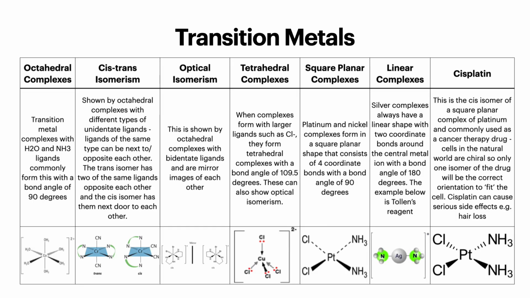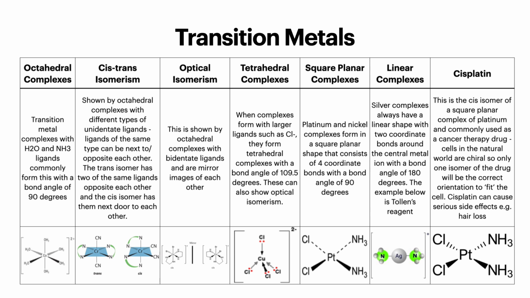Now, transition metals can have very different shapes. So we've got 7 different types of shapes here. So firstly, you've got the octahedral complex. So transition metal complexes with water and NH3 ligands commonly form this with a bond angle of 90 degrees.